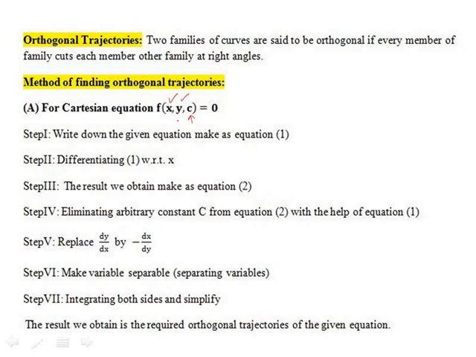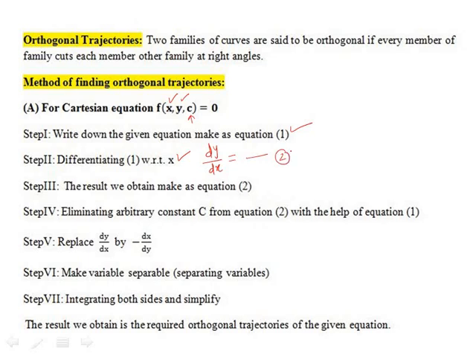First, we have to write down the given equation and make it equation 1. This is the first step. Then we have to differentiate equation 1 with respect to x and find dy by dx. Whatever the value of dy by dx is, we will make that equation 2.